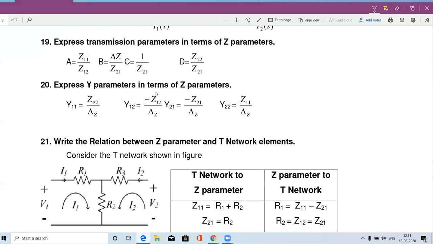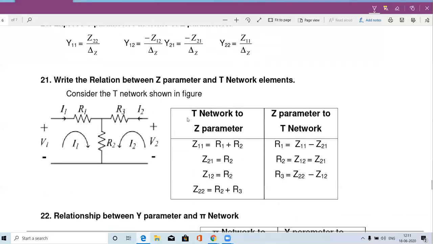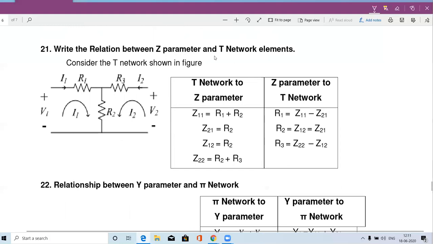Similarly, express the Y parameter in terms of Z parameter. So, Y11 is calculated by Z22 by determinant of Z matrix. Y12 is minus Z12 by determinant. Y21 is minus Z21 by determinant. Y22 is Z11 divided by determinant. So in all four, the denominator is the same: determinant of Z matrix. Okay, and another one, write the relation between Z parameter and T network element.